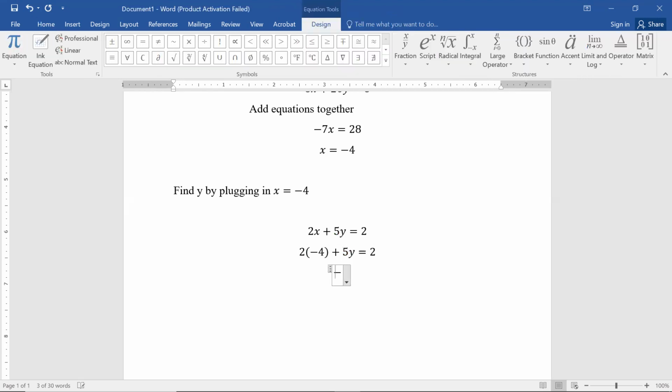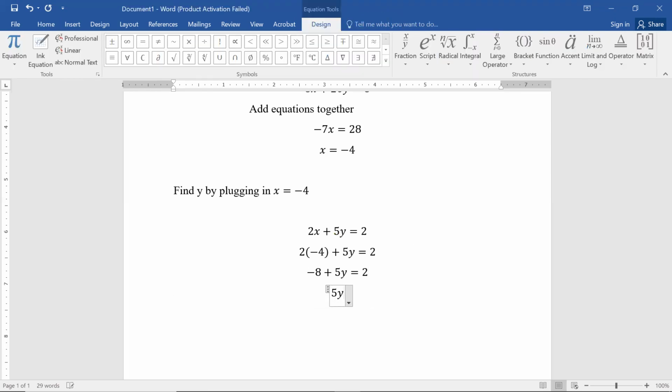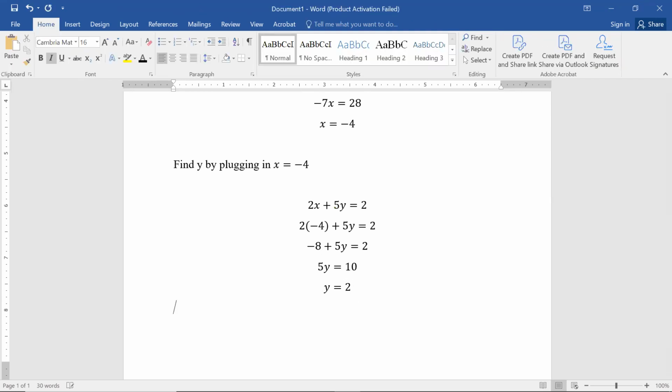2 times negative 4 would be negative 8, plus 5y equals 2. Add 8 to both sides, you'd end up with 5y equals 10. Now divide both sides by 5, you'd get y equals 2. Again, I'm not showing every single step there, but that's the idea. And so my solution is negative 4, 2.